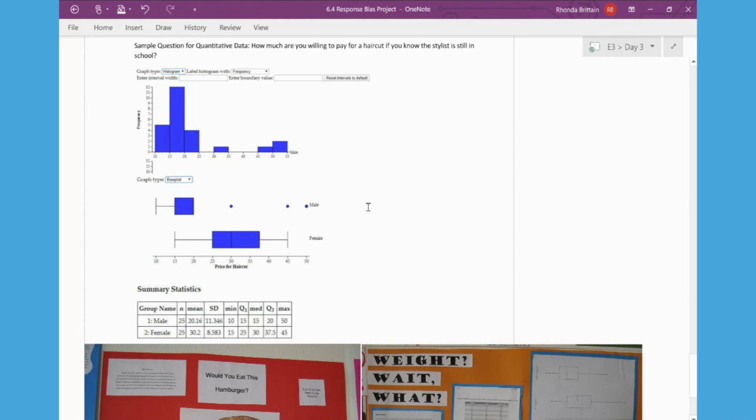The histograms and box plots can be created in Desmos, but students could also use Excel or Google Sheets for some of the graphical displays, even if it's for the categorical data above. For the summary statistics, they would want to include the mean and standard deviation, and then the 5-number summary, which is the minimum, Q1, median, Q3, and maximum. That would be for the quantitative data.